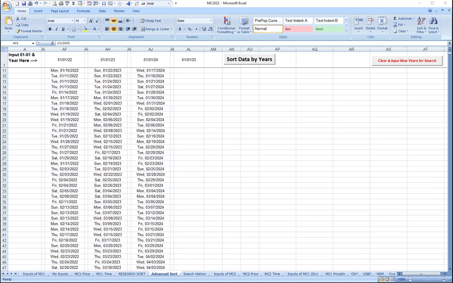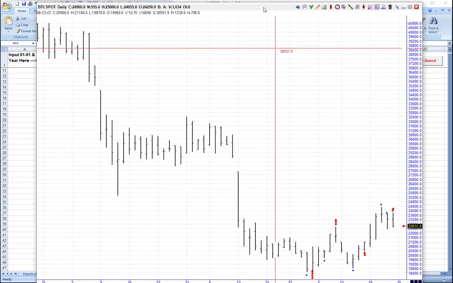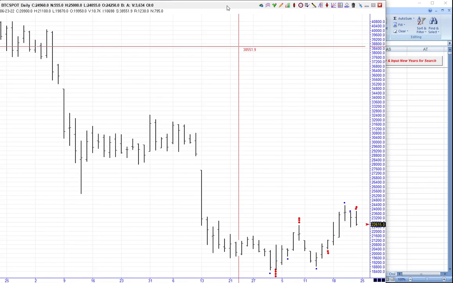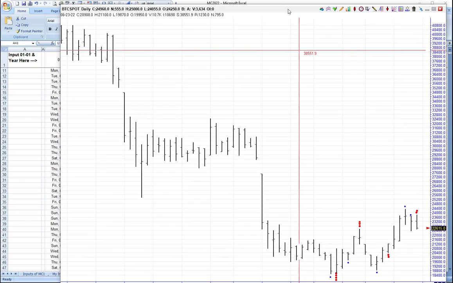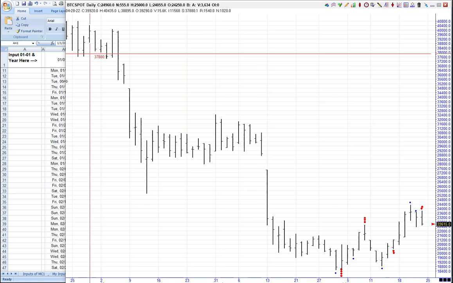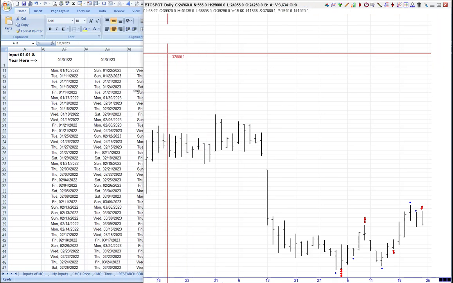We're going to go back to around the 1st of July. Let me see if I can get this all on one page here so you can see the dates.